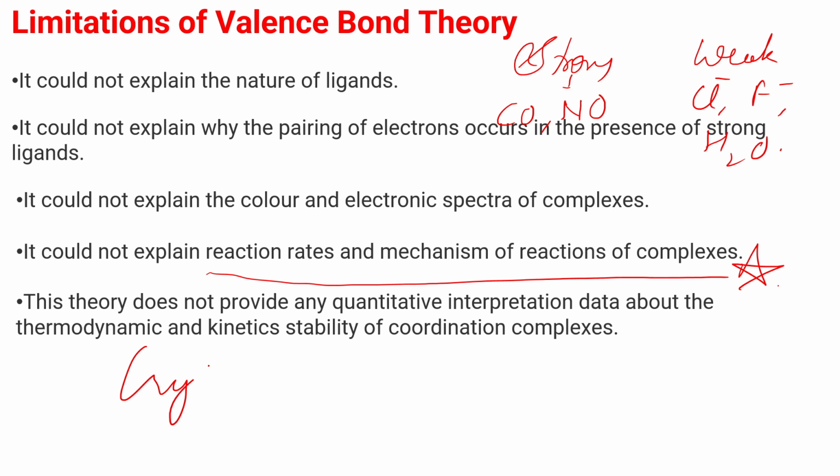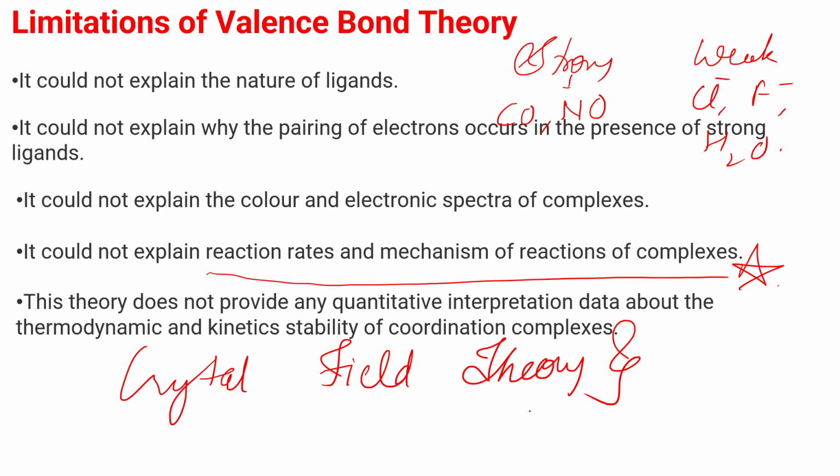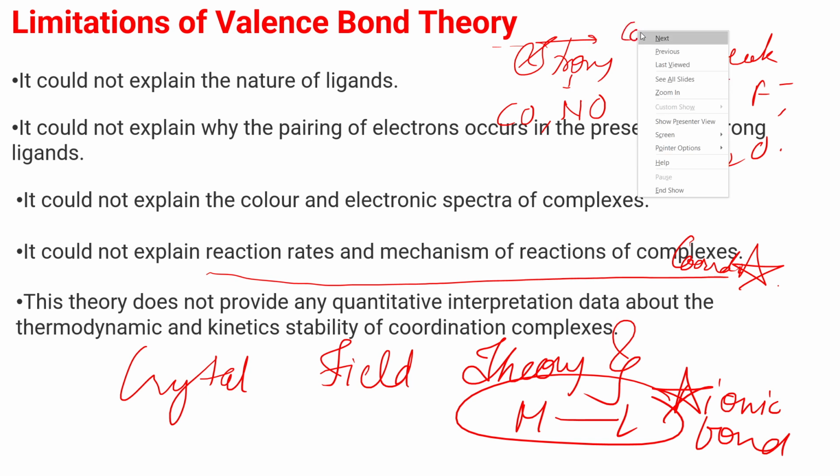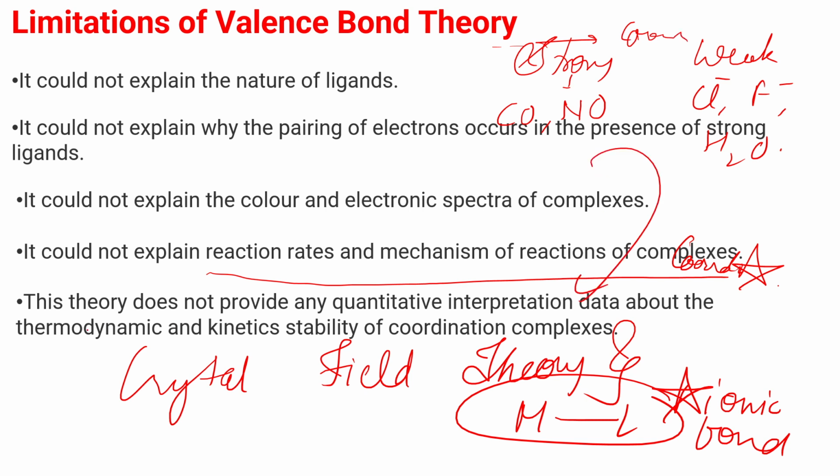The next theory that we'll be studying is the crystal field theory, which suggests that metal and ligand have an ionic bond between them. In the VBT, valence bond theory, the bond suggested was a coordinate covalent bond. But in the next theory, they are saying that the metal and ligand have an ionic bond between them. So we'll discuss in that theory how these limitations were explained.